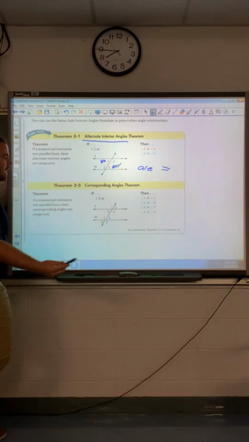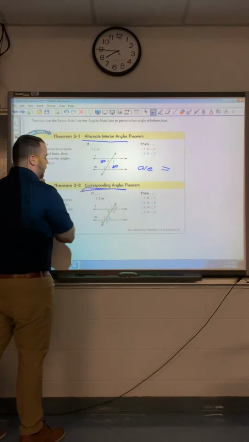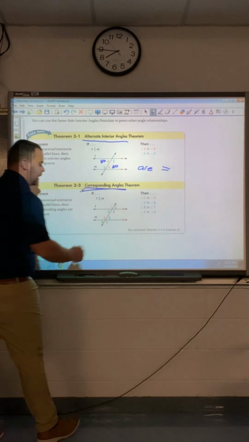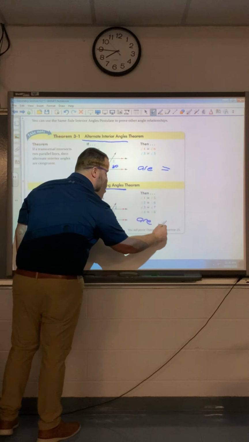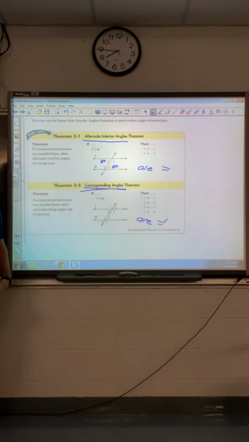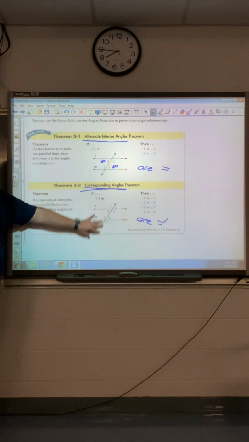All right, same kind of thing here. Corresponding angles are the same. Corresponding angles are equal. That's all you have to write. It should not take that much time. I could make you write all this if I wanted to.